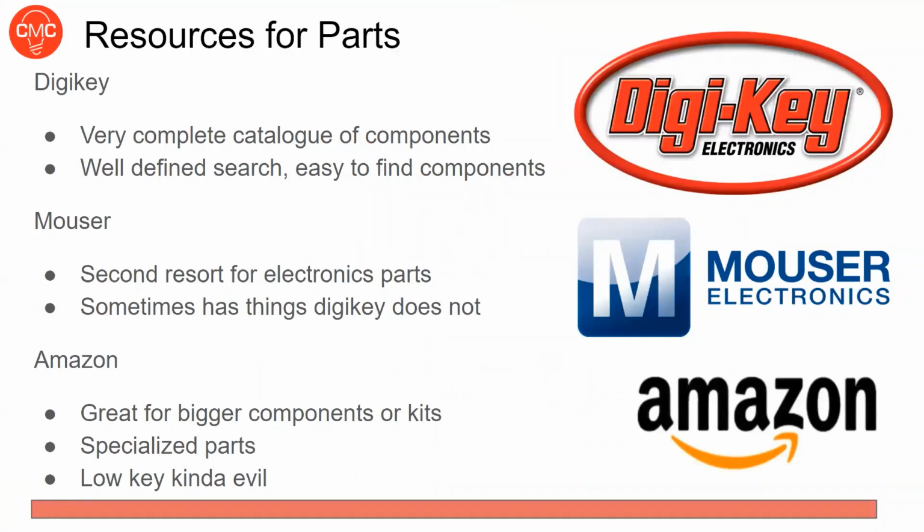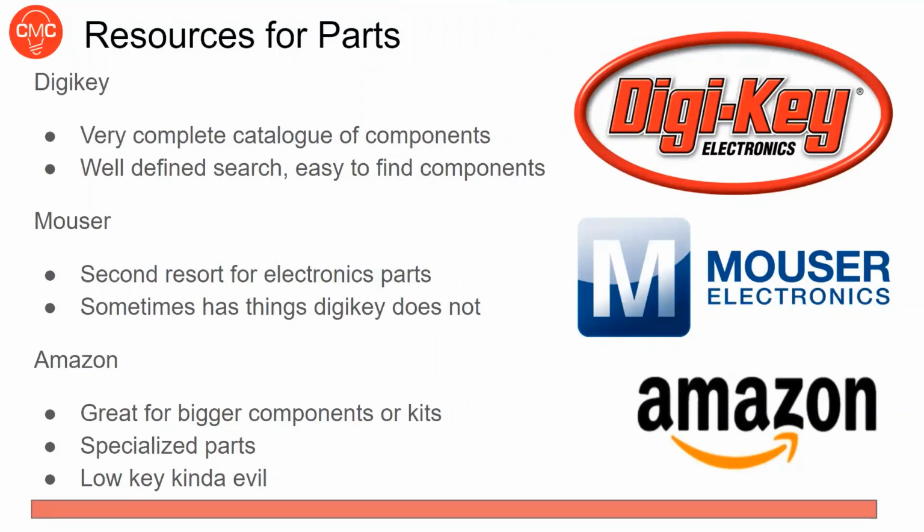So first of all, a few resources for looking for parts. DigiKey is like the number one thing for electrical components. It's a huge catalog, well-defined search, very easy to find components. They have a huge selection and are generally the first step for finding electrical components. Mouser is just kind of my second resort personally.